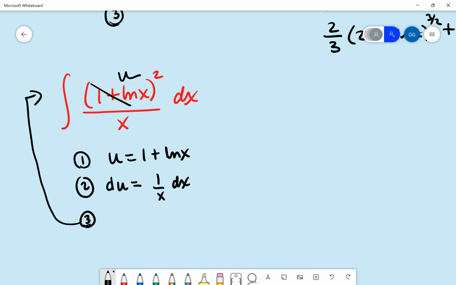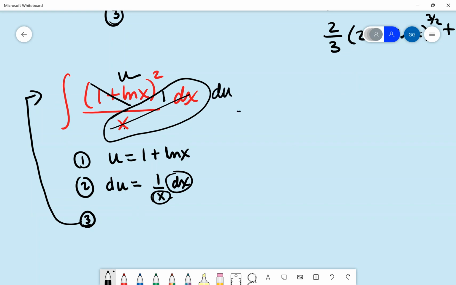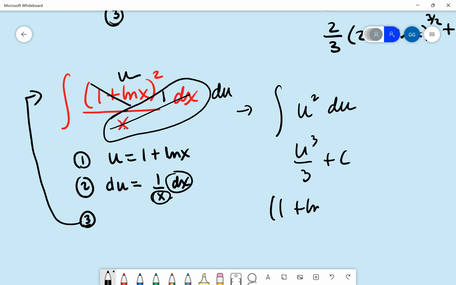This will become the u. Now that derivative of the ln of x, which is 1 over x dx, this x better be in the denominator. And by the way, dx is never in the denominator. So 1 over x dx appears exactly. So it's just going to become my du. This is the indefinite integral of u squared du, which would be u cubed over 3 plus c, which would be 1 plus the ln of x cubed all over 3 plus c.